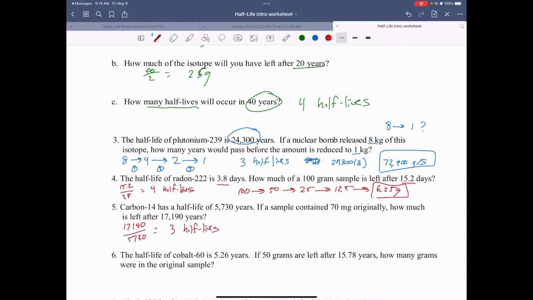And this is a basic worksheet, so these numbers are always going to be whole numbers because it's a basic worksheet, right? It gets way more complicated if there's decimals and things like that.